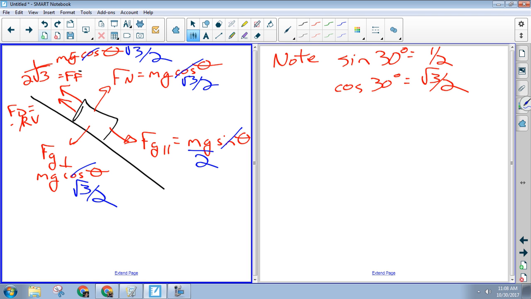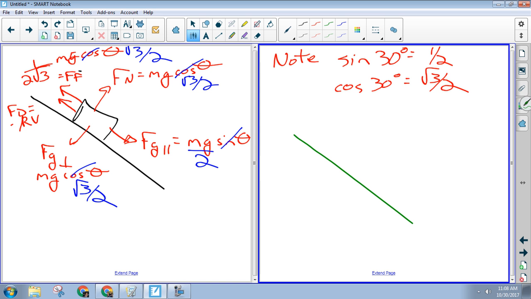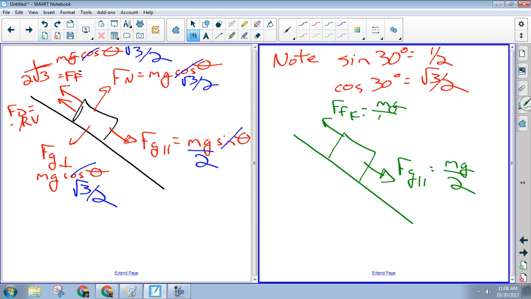So I'm going to clean up my drawing here. So my F_G parallel is mg over 2. My force of kinetic friction, the root 3's cancel, and you get mg over 4. And then you've got a drag force of negative kv. And I'm not going to worry about the perpendicular forces because they're going to cancel anyway, right? Problems up to there.